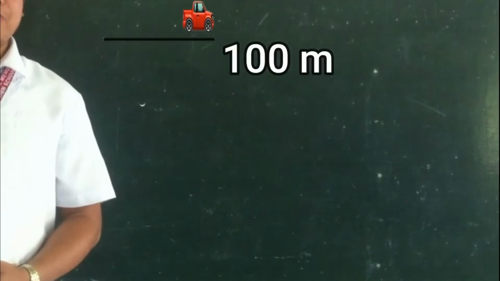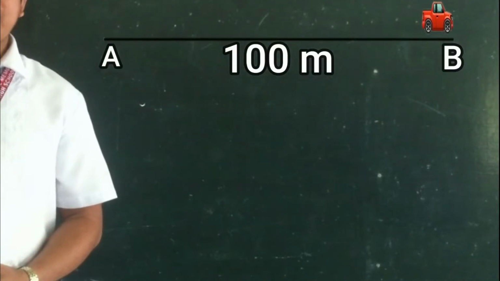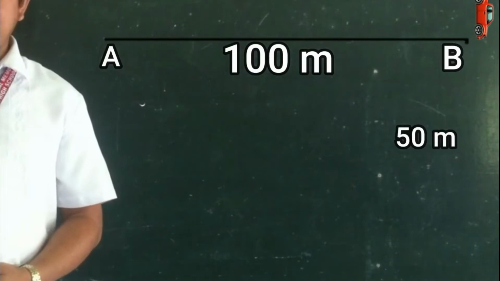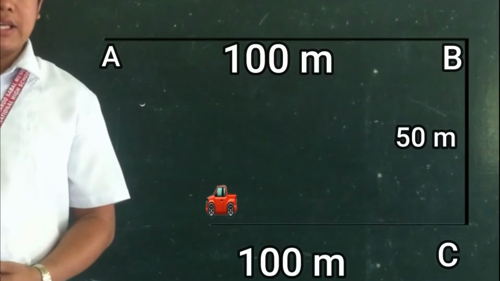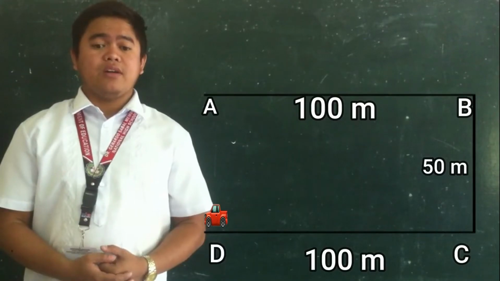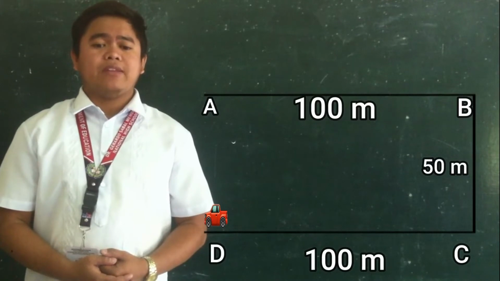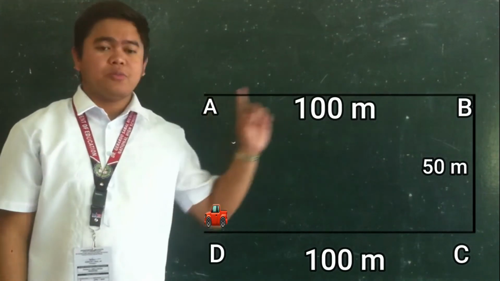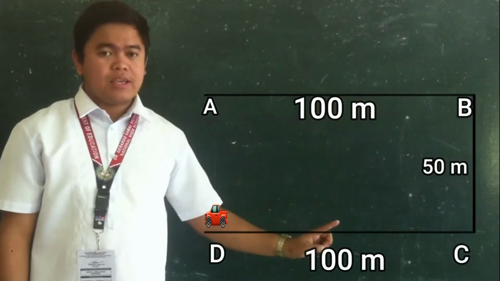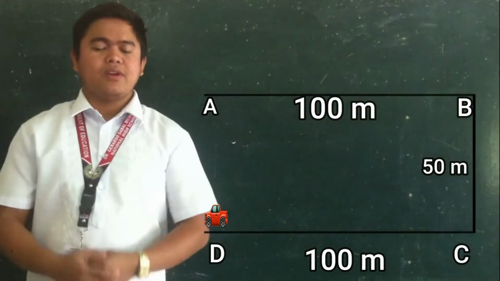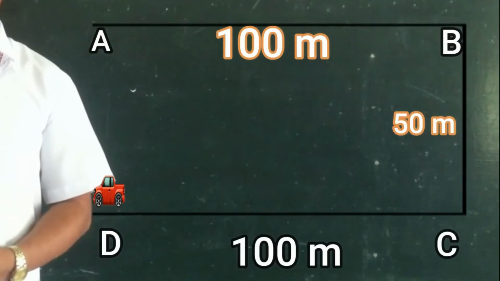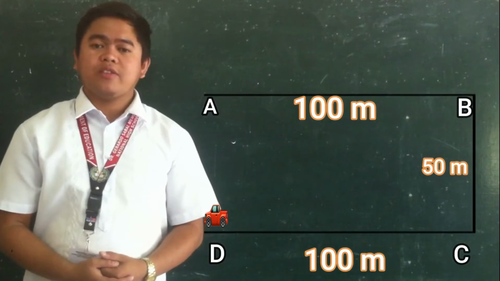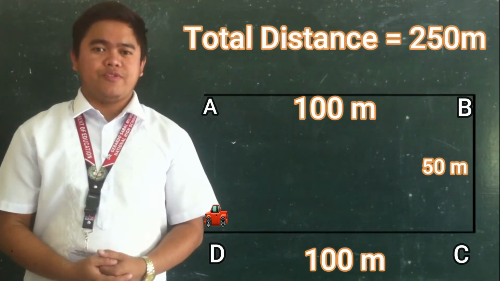For example, a car ran 100 meters from point A to point B, then 50 meters from point B to point C, and another 100 meters from point C to point D. To solve the total length of path traveled, you can simply add the length of path from point A to point B, B to C, and C to D. So that's 100 meters plus 50 meters plus 100 meters. Therefore, the total length of path is equal to 250 meters.